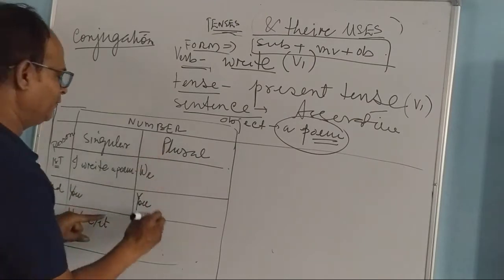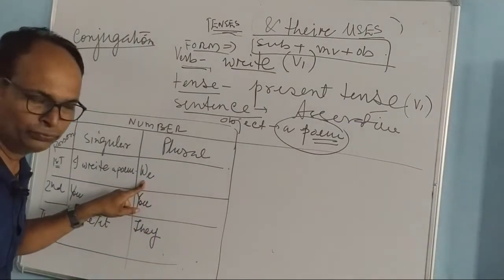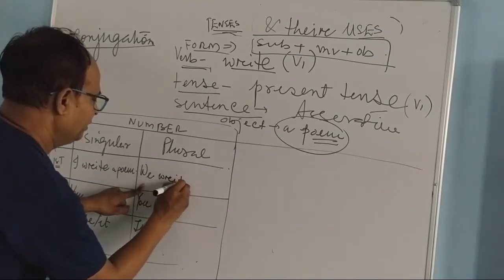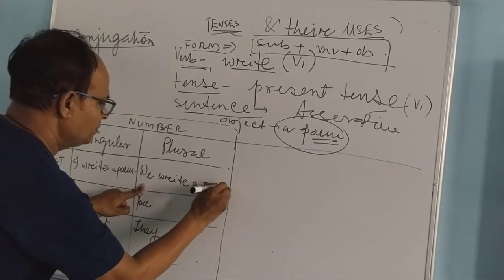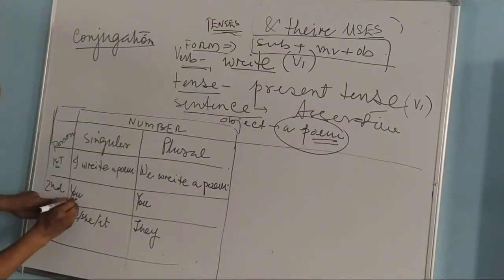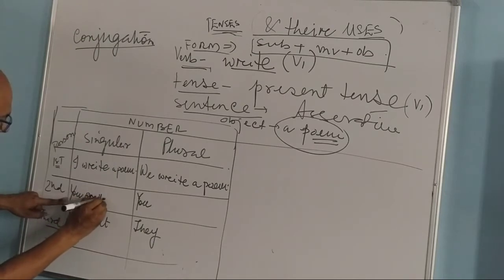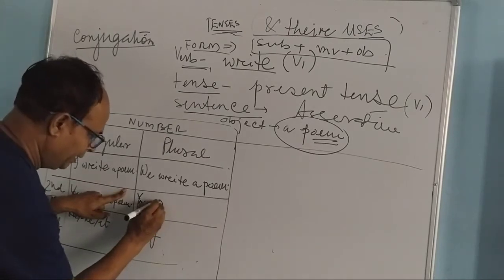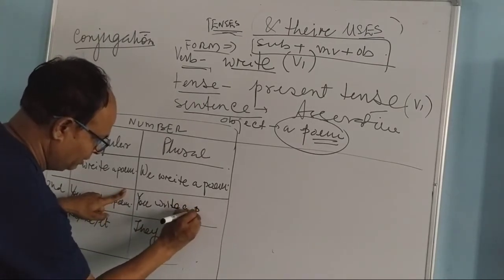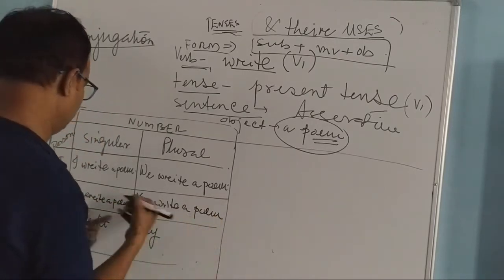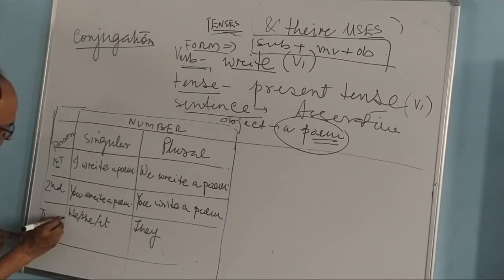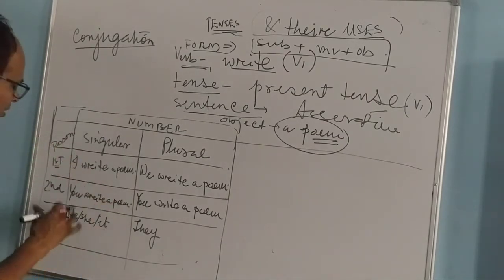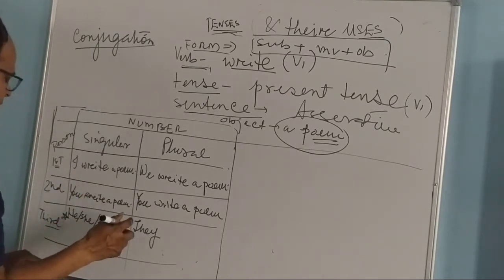Then the plural form of I will be we, and the other part will remain the same: we write a poem, full stop. Then you see, you write a poem, full stop. You write a poem. In the plural also there will be no change, it is all the same. So, you will have to notice this, it is very important, and therefore I have given the star mark or the asterisk, and you will have to notice it.